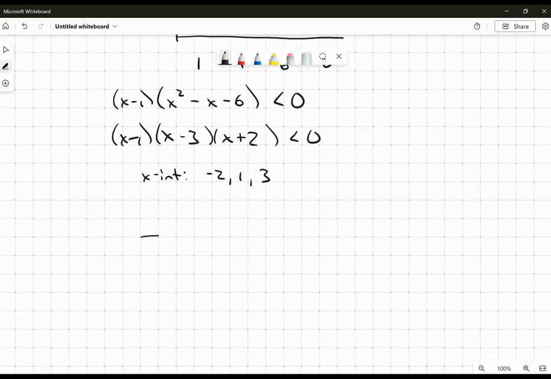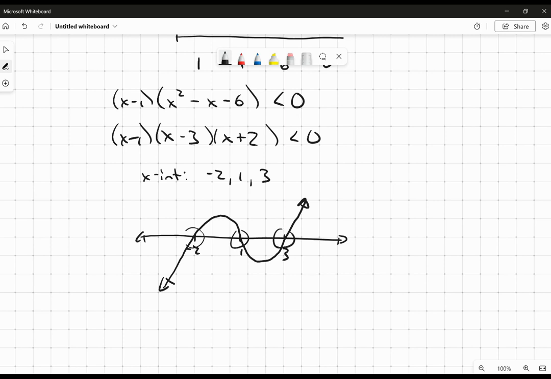So I'm going to have a really quick sketch of this. I know it goes through at negative 2, goes through at 1, and goes through 3. Based on past experience, because this is a positive cubic, it's going to go up. Each one of those roots has a multiplicity of 1, so it's going to go right through each root.